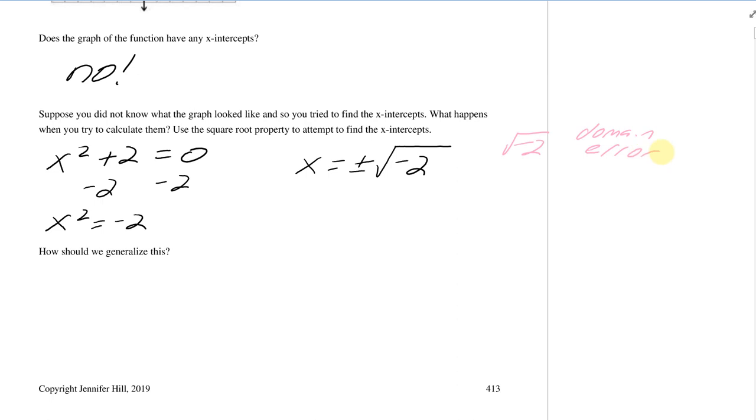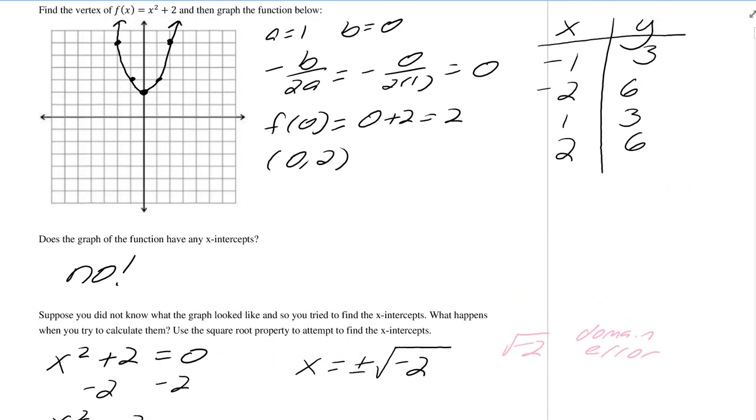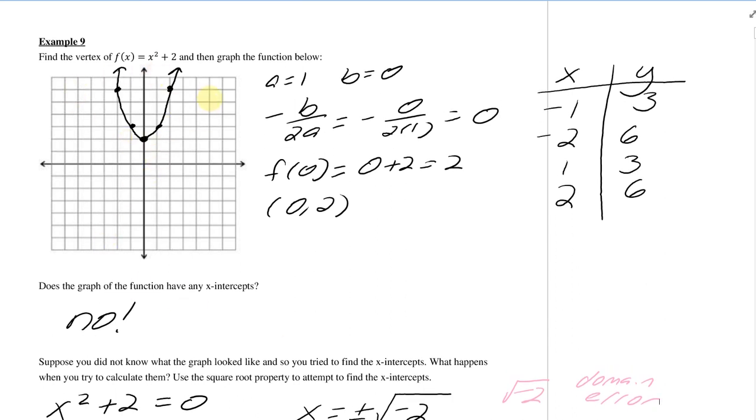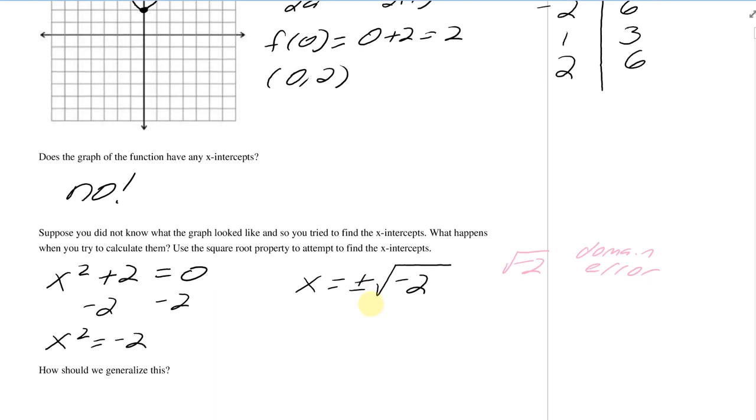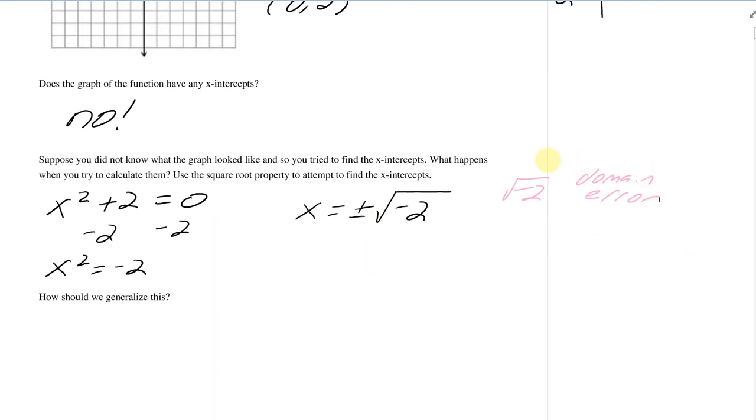So this is what this means then. Look at what we tried to do. We tried to find the x-intercepts, but we already know that it doesn't have any x-intercepts. If I didn't know that, if I didn't know what the graph looked like and I was just trying to find the x-intercepts, what would happen? I would get an error, and it's just now knowing how to interpret this. This doesn't mean that we did anything wrong. When this happens and we get a domain error, this just means there are no x-intercepts. That's what that means.